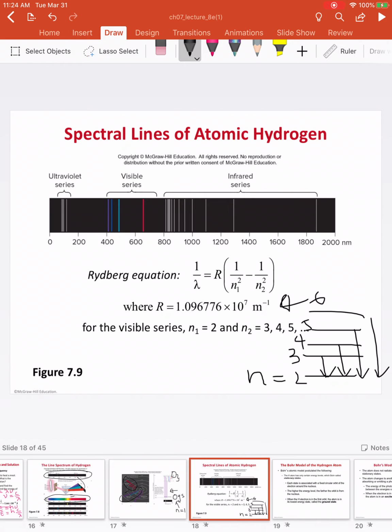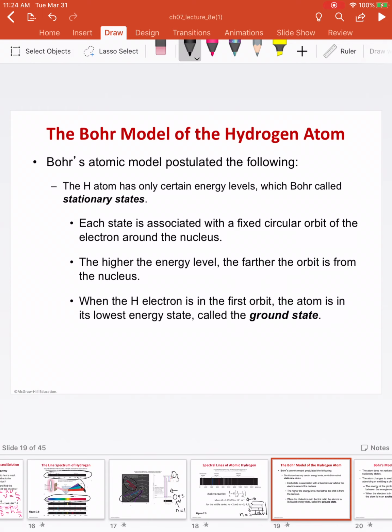N1 is going to be 2, and then N2 could be either 3, 4, 5, 6, and so on. So this observation led scientist Niels Bohr to come up with a model for the hydrogen atom. Bohr's atomic model postulated the following.